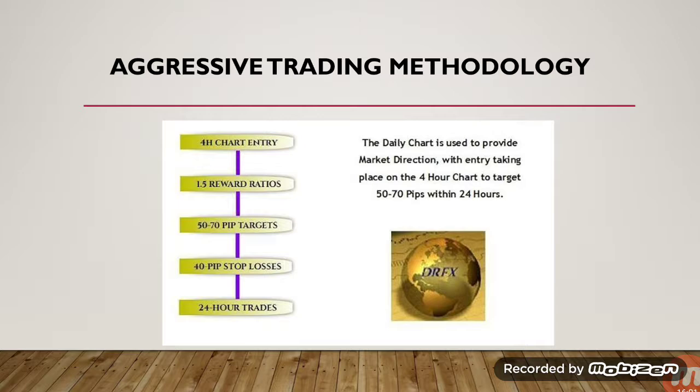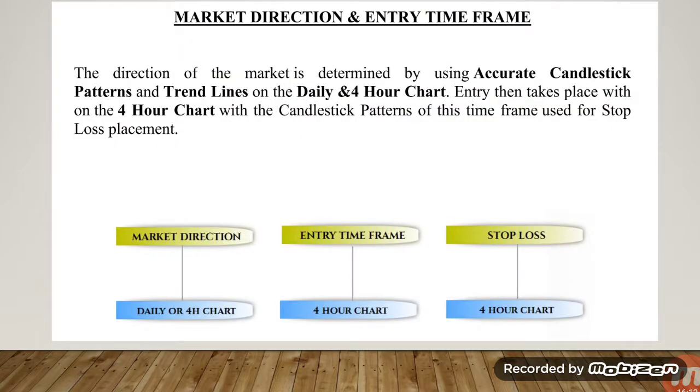So depending on the currency pair and the expected movement, this 50 to 70 pip trading gain can be extended to capture trading gains of up to 100 pips. Of course, everything is done mainly by identifying the market direction using the daily chart and the 4-hour chart. Once that is established, then we will go on the 4-hour chart to look for a trading opportunity to take advantage of the expected movement.